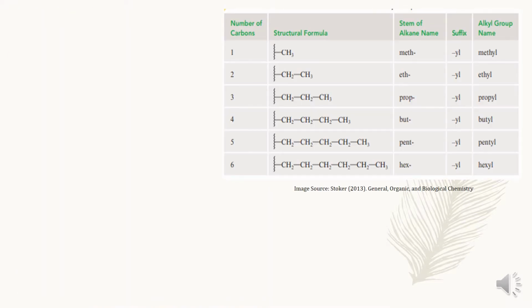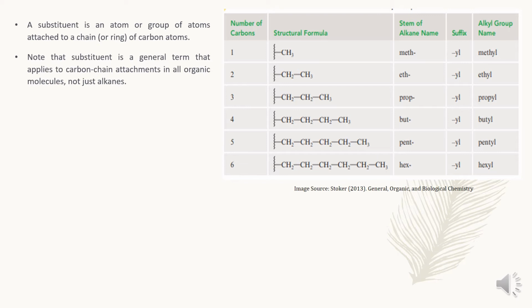The key to naming branched chain alkanes is knowing the name of the branch or branches attached to the main carbon chain. These branches are formally called substituents. A substituent refers to an atom or group of atoms attached to a chain or ring of carbon atoms. Substituent is a general term that applies to carbon chain attachments in all organic molecules, not just alkanes. For branched chain alkanes, the substituents are specifically called alkyl groups.